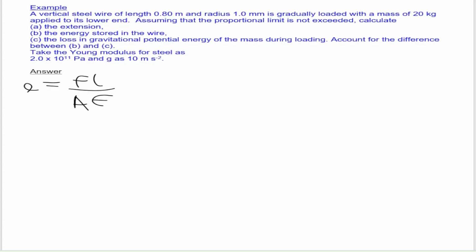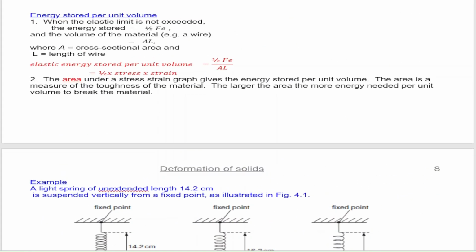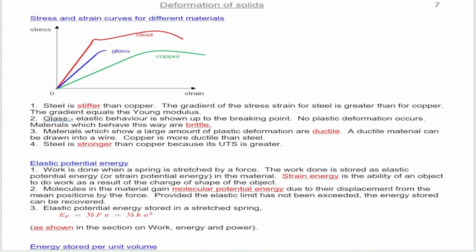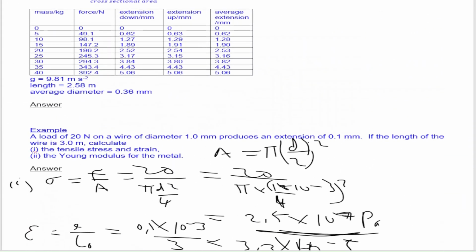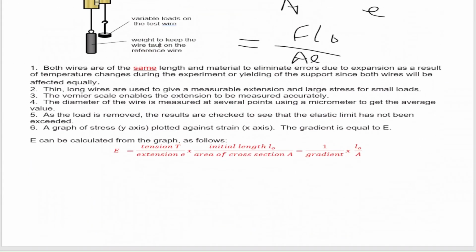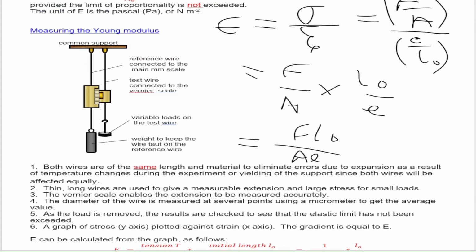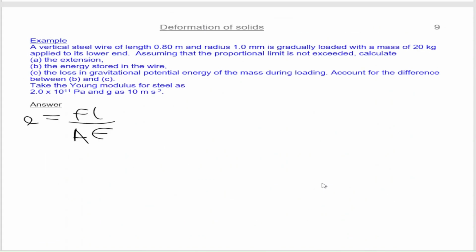From our Young modulus formula earlier on in the previous video, let's just take you back there. Previous video, we said that Young modulus is equal to FL naught over AE. So AE is the extension here. So we're just making E the subject. So Young modulus just comes on the denominator. That's what we have. Since we know the weight, we know L, we know A, and we know E.